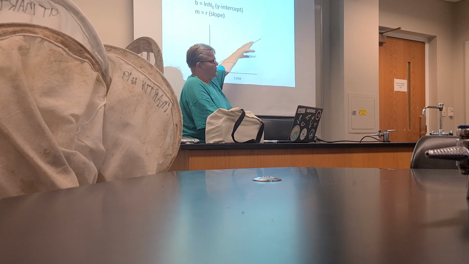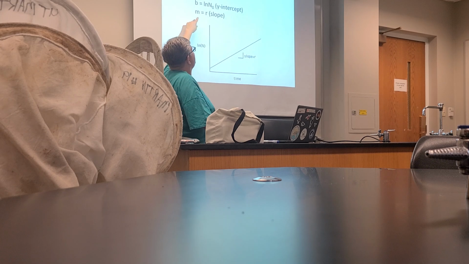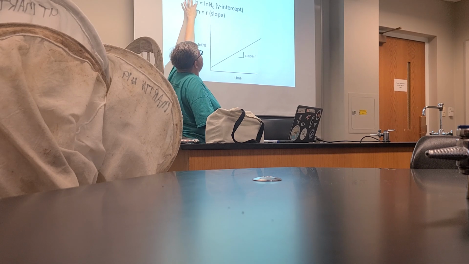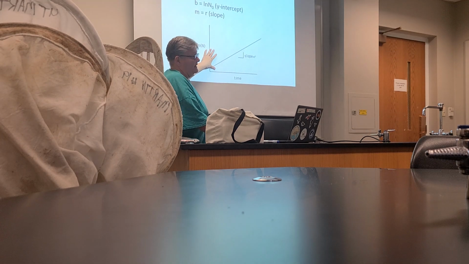The slope of the line is still r, just like it was before. But now we actually are going to have a y-intercept. It's going to be the natural log of n sub 0. Alright? Which means that we can make this graph.